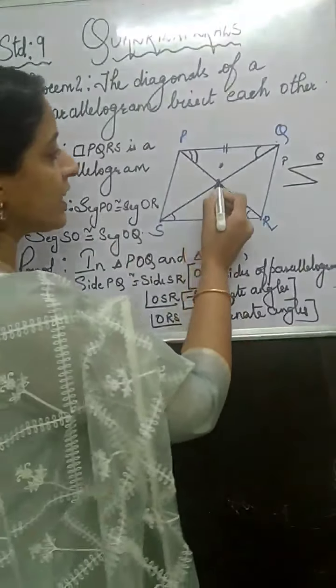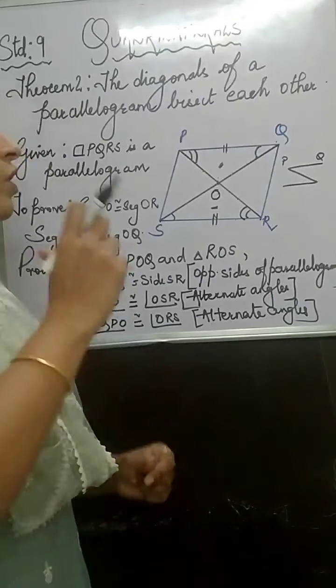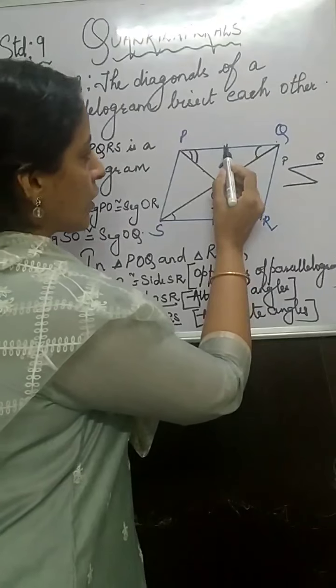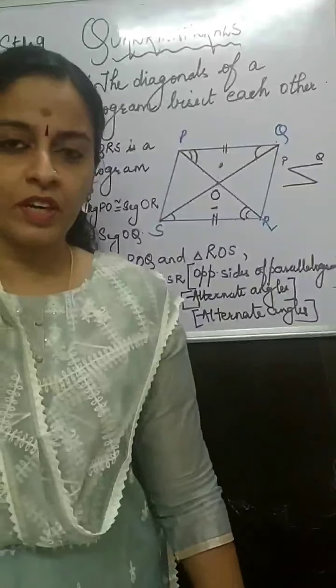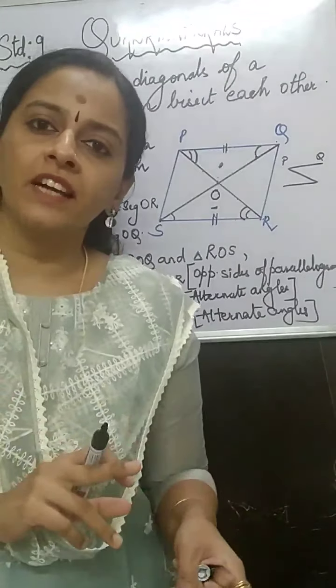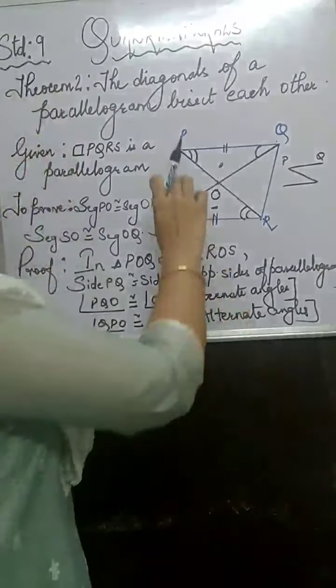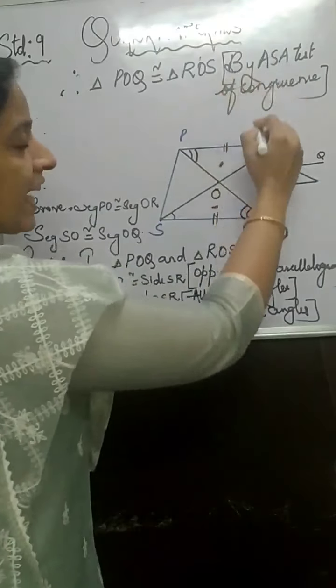Suppose you had taken the vertically opposite angles. Then by which test are the triangles congruent? The triangles are congruent by SAA test. If you take vertically opposite angles, SAA test. If both the angles you take are alternate angles, then ASA test. So both the triangles are congruent by ASA test.